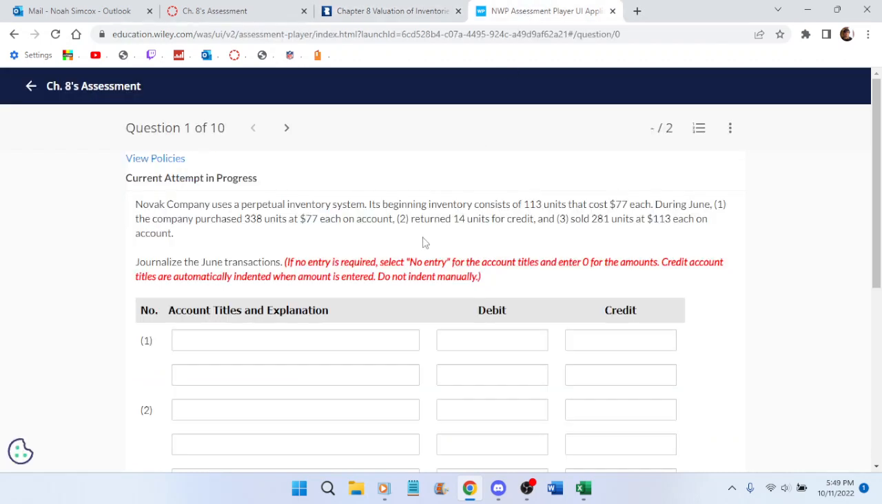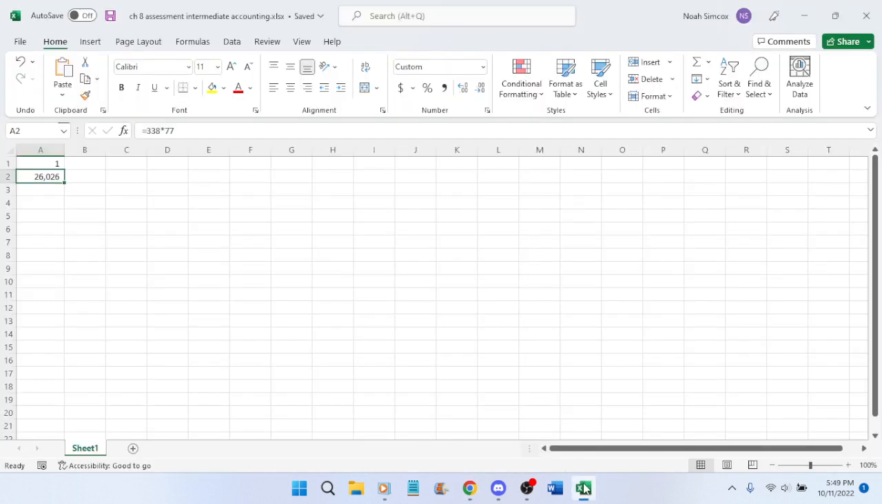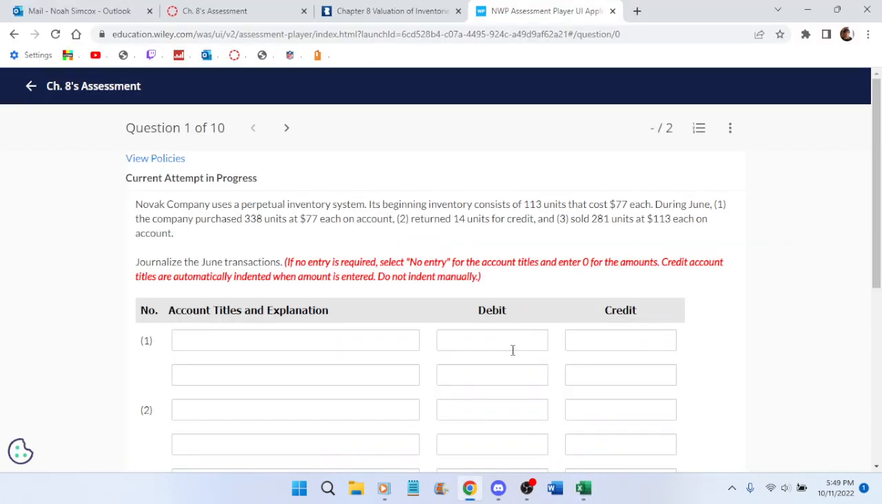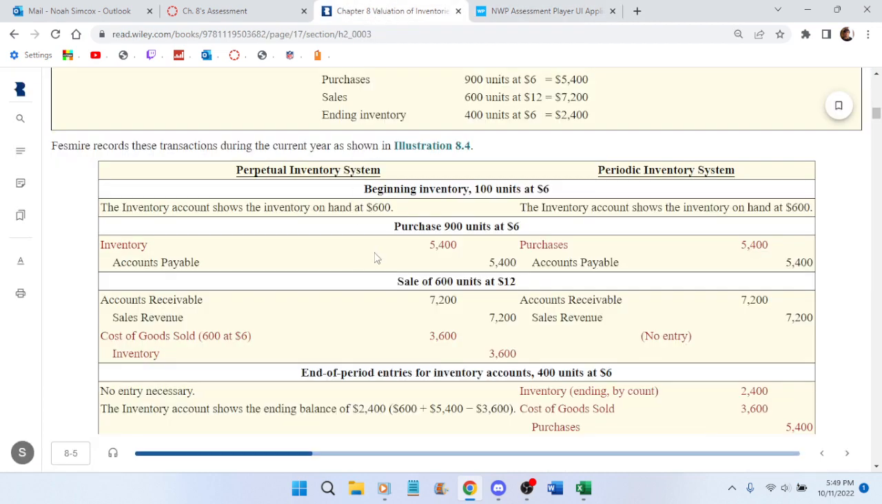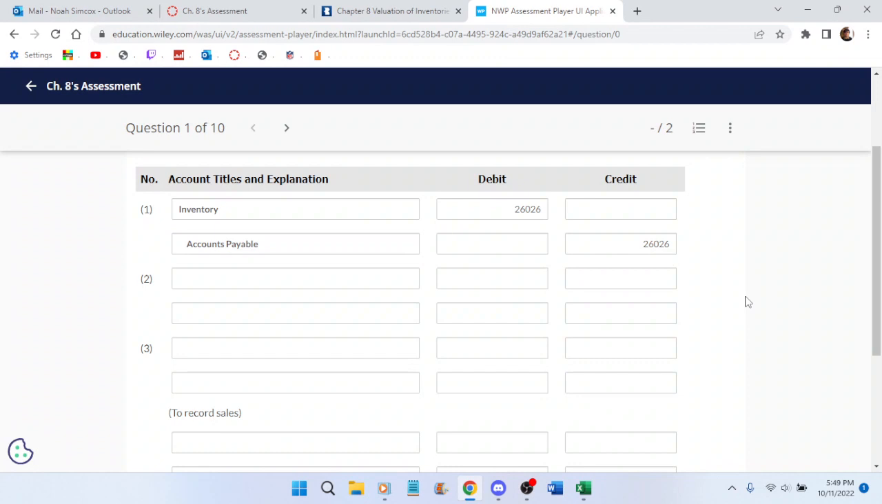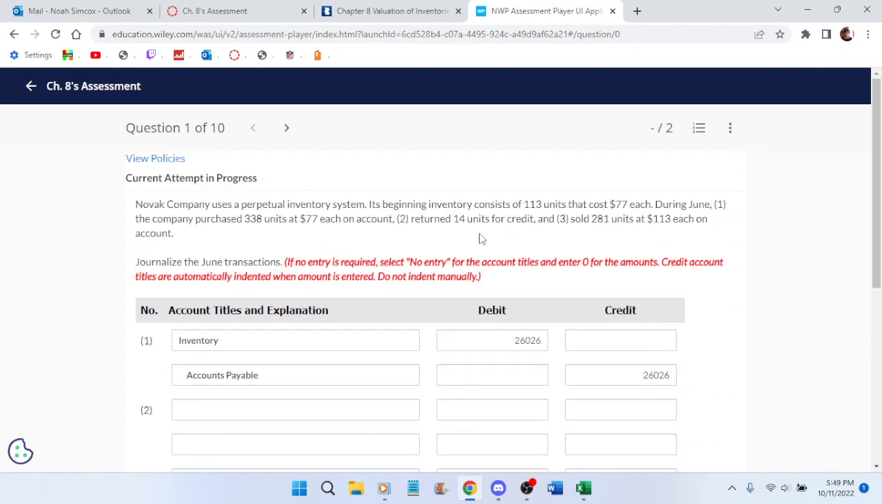Anyways, I'm a dummy. So, anyways, 26,026. They purchased the inventory, therefore it's going to be accounts payable. Now they returned 14 units.